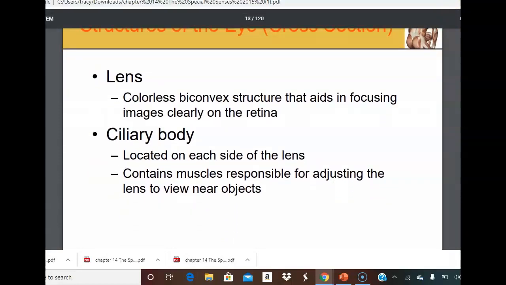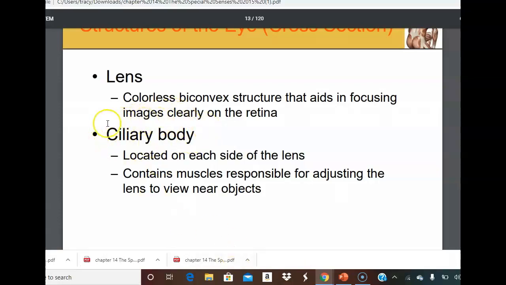Now the lens, we kind of touched on this already. The lens is also colorless, but it's biconvex, meaning that it's kind of football shaped, and it aids in helping images focus clearly on the retina. And this is the term that I mentioned earlier called accommodation, where the muscles can relax and allow the lens to become flatter and change the angle of the light, versus needing to contract it, so that things focus clearly on the retina.